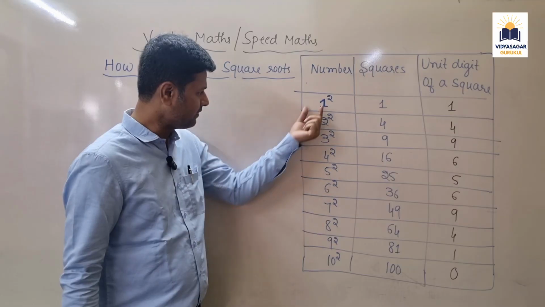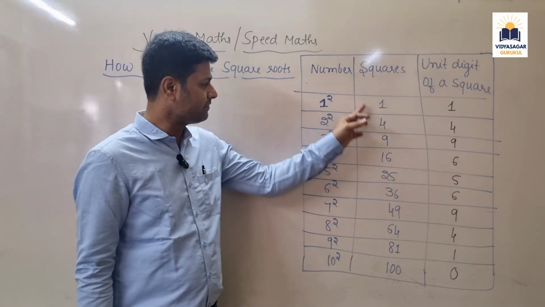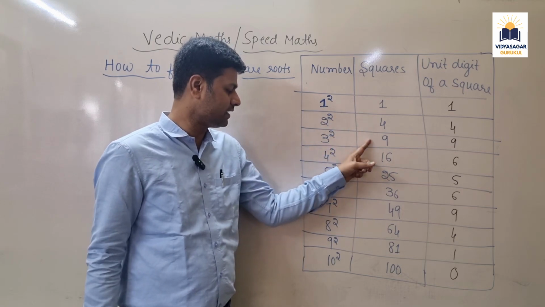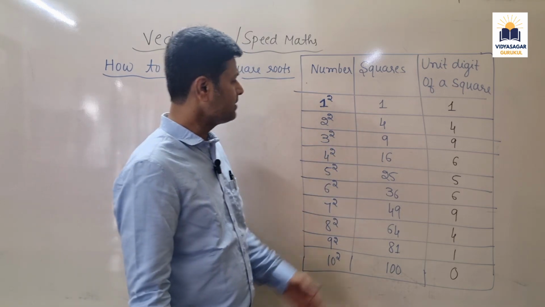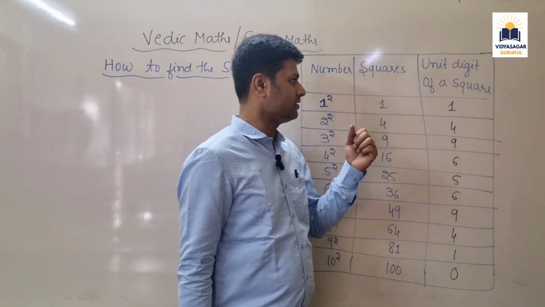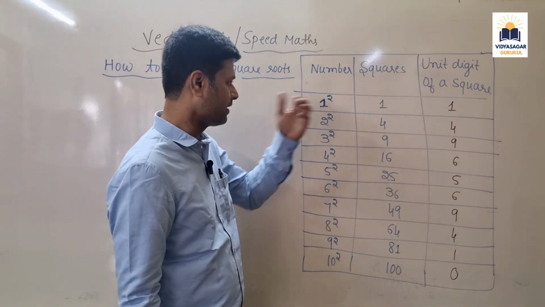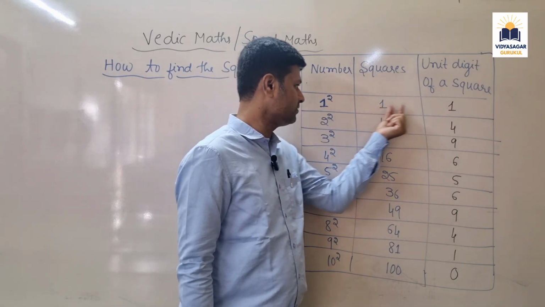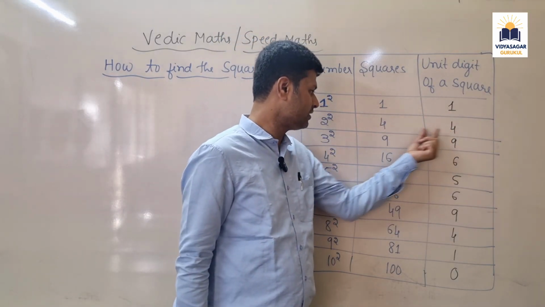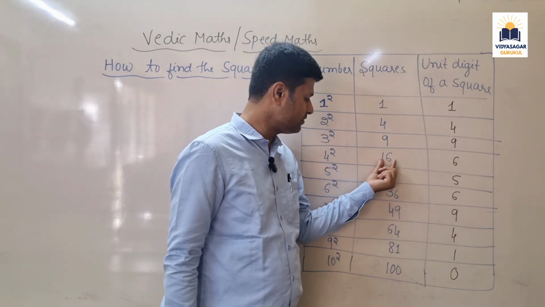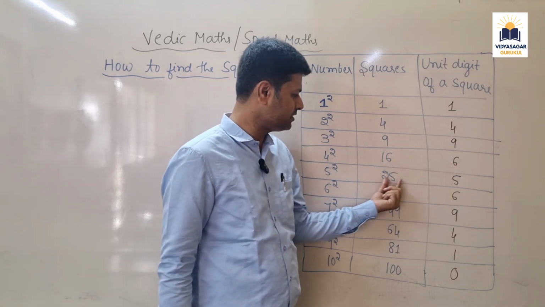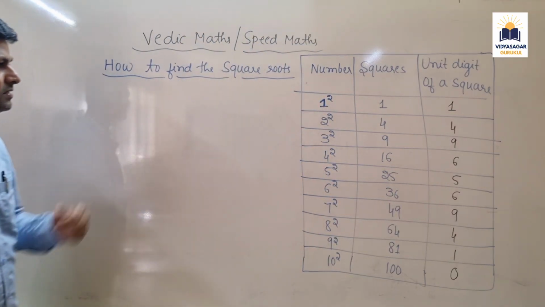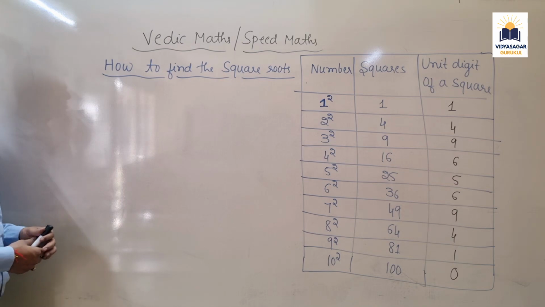Here I have written numbers 1 to 10 and the square of those numbers. So 1 square is 1, 2 square is 4, 3 square is 9, and like that up to 10 I have written, plus the unit digit of the square, the right hand side first digit. So 1's unit digit is 1, 4's unit digit is 4, 9's unit digit is 9, 16's unit digit place is 6, 25's unit digit place is 5, which is the right hand side last digit. From this we will solve how to find the square roots.